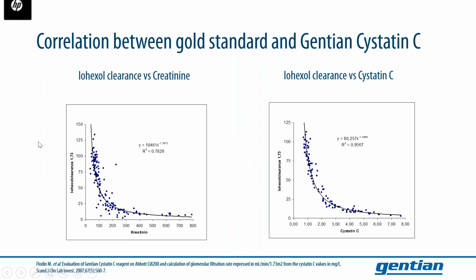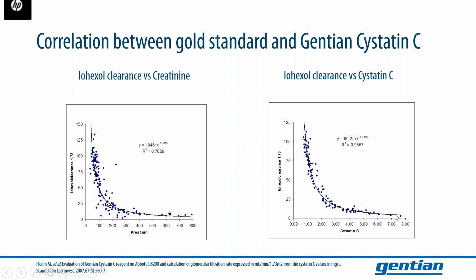In 2007, Flodin published a paper comparing the measured GFR by iohexol to creatinine and also to cystatin C. On the y-axis in these two graphs, you have the concentration of iohexol, and on the x-axis, you have the concentration of creatinine on this left graph and cystatin C in the right. If there was a perfect correlation between the measured iohexol clearance and the creatinine, all the blue dots would be on the black line, and R squared would be equal to 1.